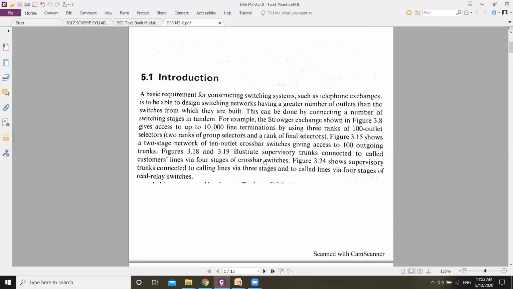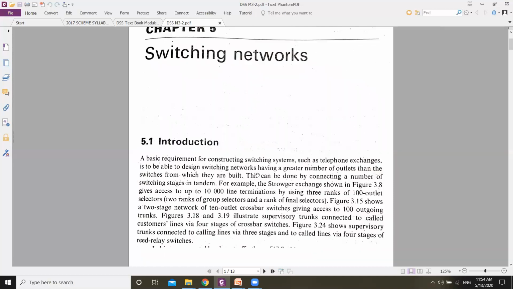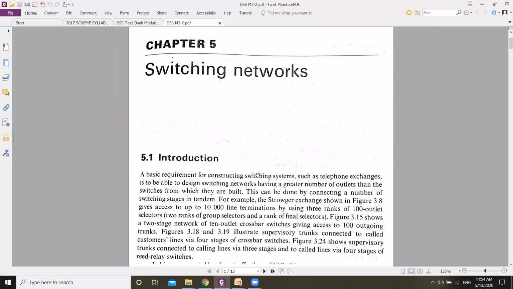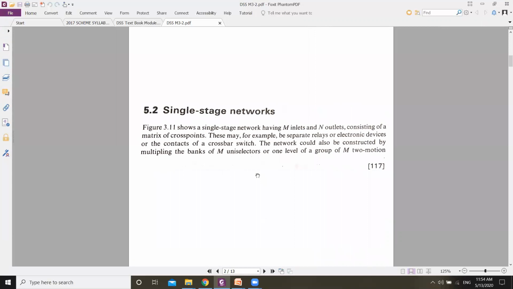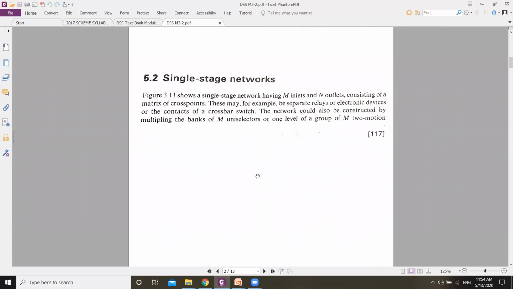Whatever number of switches we have, the outgoing lines should be more than the number of trunks that we have. That is the main aim of designing any switching network. That is what he is trying to say. Okay, so the second topic to be discussed over here is single stage networks.